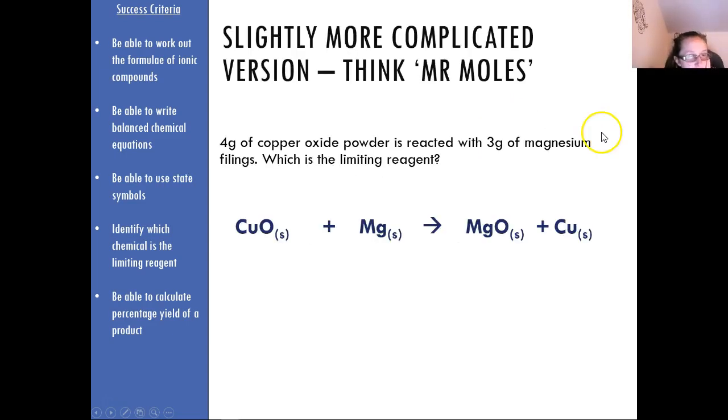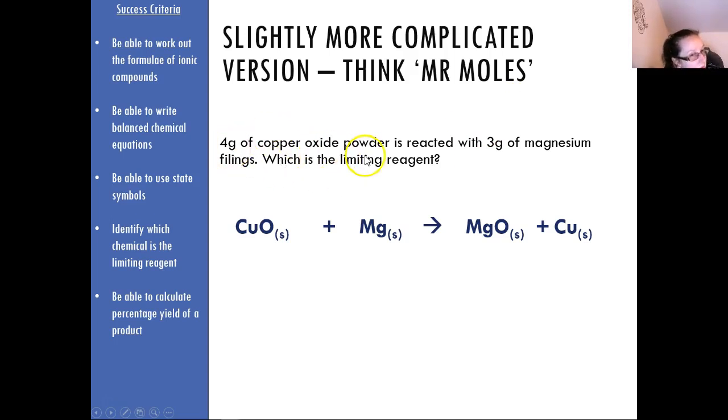So let's look at a slightly more complicated version. And in this case, we need to use some of the things we learnt way back when we were looking at MR and moles. So remember, mass equals MR times moles. If you need to, get your first booklet out and have a look.